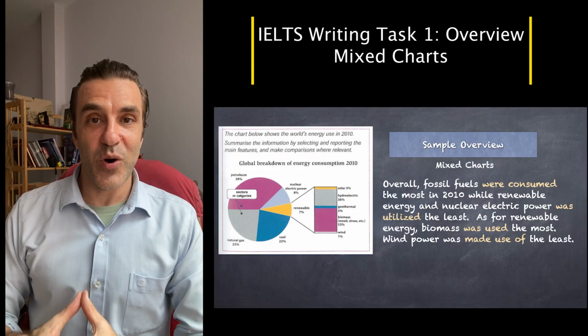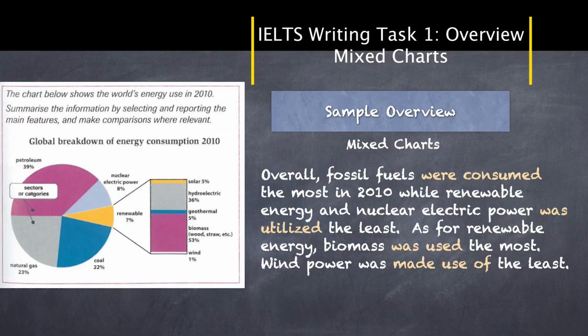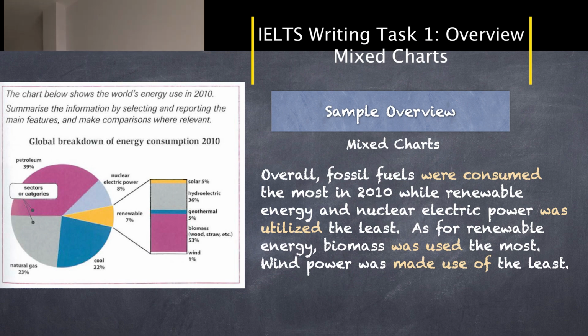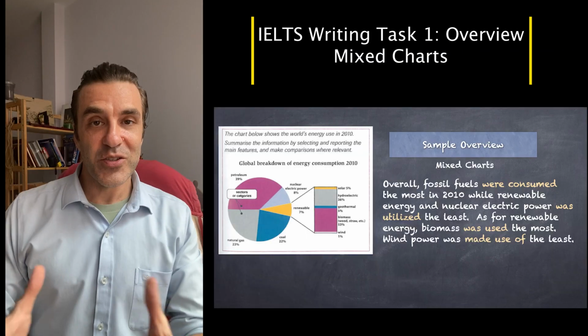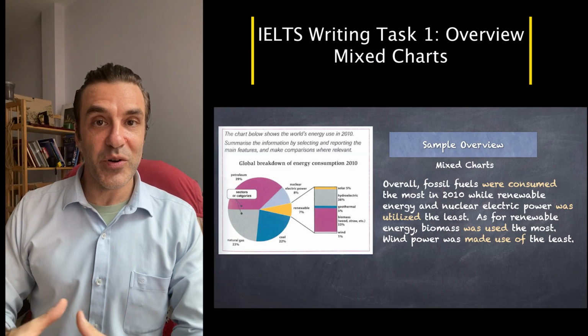And so a sample overview might look like this. Overall, fossil fuels were consumed the most in 2010, while renewable energy and nuclear electric power was utilized the least. As for renewable energy, biomass was used the most, wind power was made use of the least. So that's what a sample overview might look like.